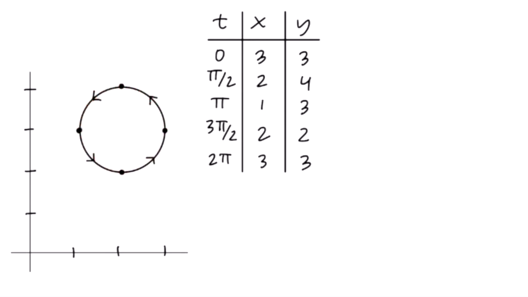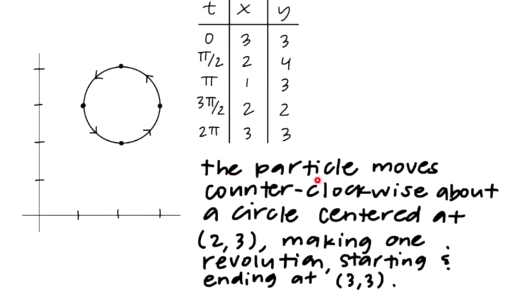And finally it says to describe the motion of a particle with this position as t varies in the given interval. Here's our description. It says the particle moves counterclockwise about a circle centered at 2, 3, making one revolution starting and ending at the point 3, 3.